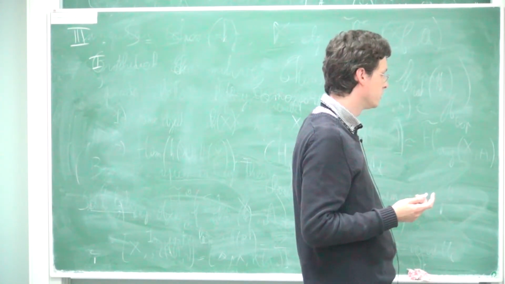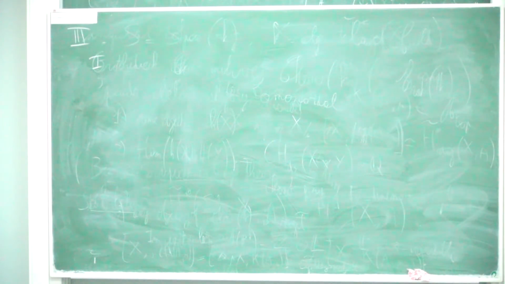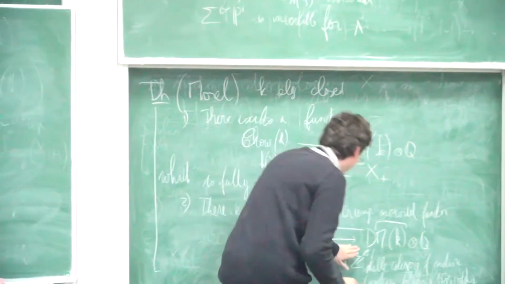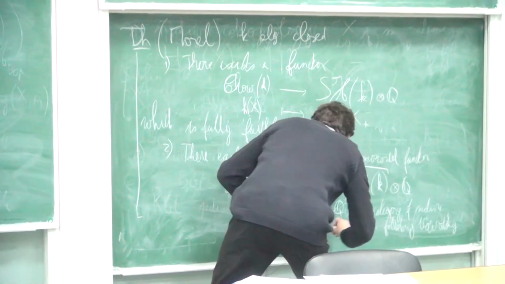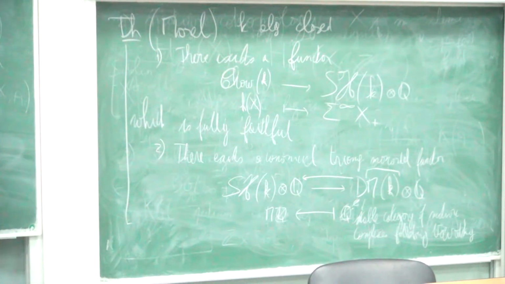If you consider the unit object Z in that category, it is sent by this equivalence to the spectrum that I have denoted MZ. I should put Q because this is with Q coefficients. So this is really the analog.